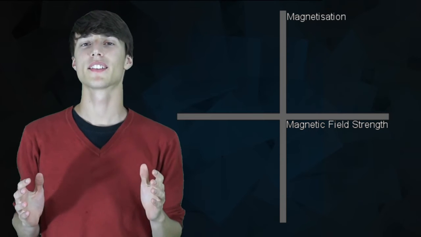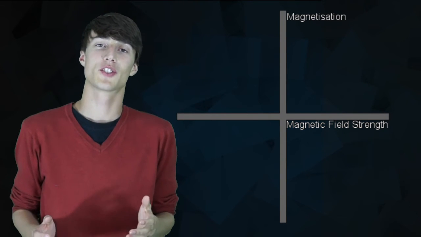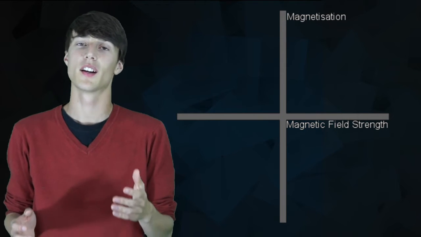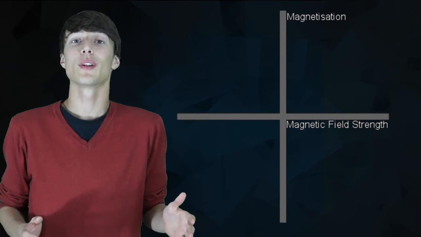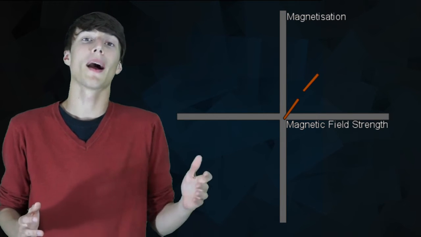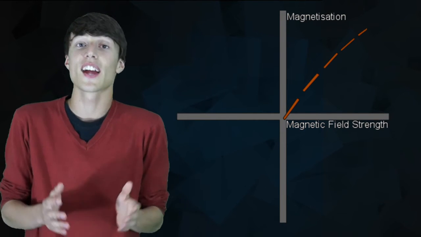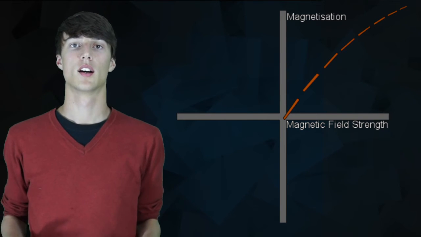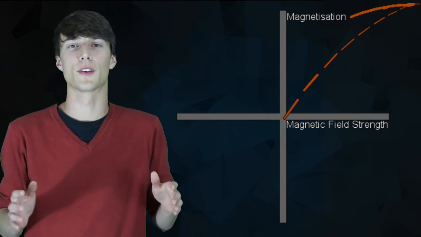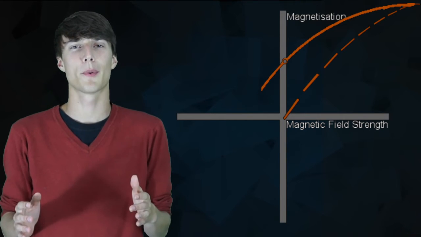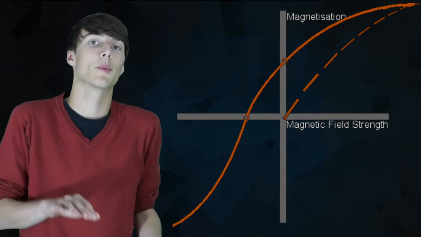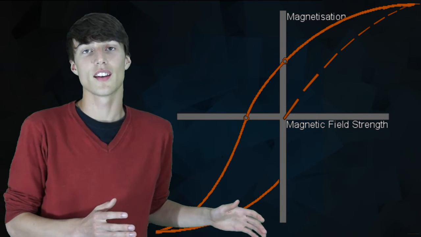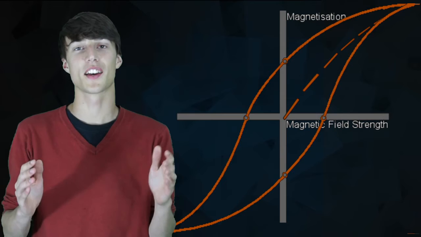You start with the magnetic field at 0, which means that the magnetization of the temporary magnet will also be 0. You then slowly increase the magnetic field until the magnetization of the temporary magnet saturates at its maximum value. You can then slowly decrease the magnetic field until the magnetization of the temporary magnet saturates at its minimum value. You can then increase it and decrease it continually, which will produce a hysteresis curve. So, how do we use all of this knowledge to work out the magnetization of a temporary magnet?